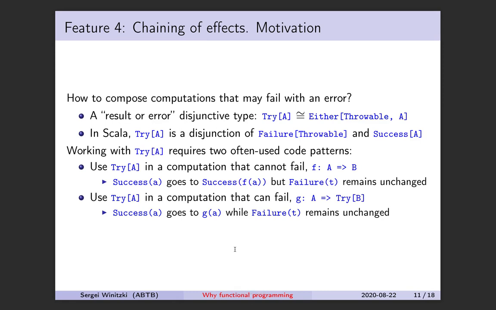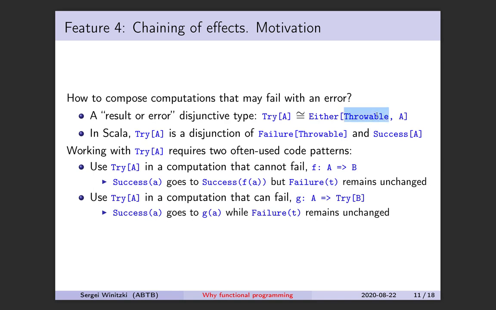Finally, the 4th feature of functional programming is chaining of effects. To motivate what that means, let's consider computations that can fail with an error. To model this, we use a disjunctive type. In Scala, there's a standard disjunctive type, which is Try. And this is equivalent to an Either of Throwable and a value of type A.